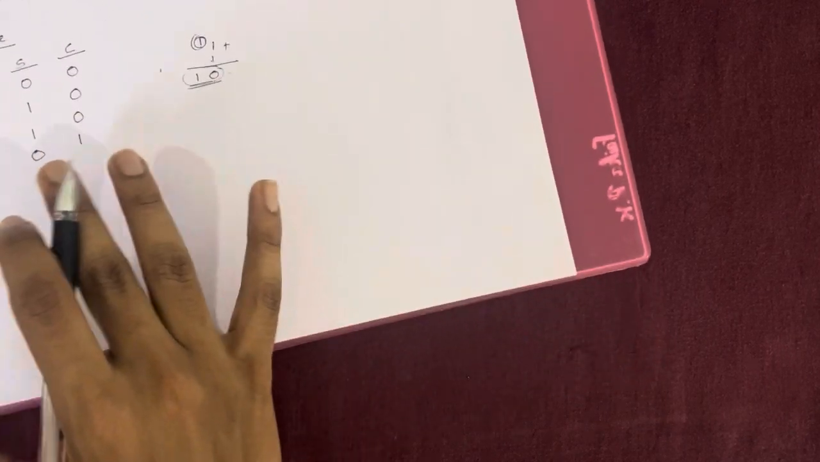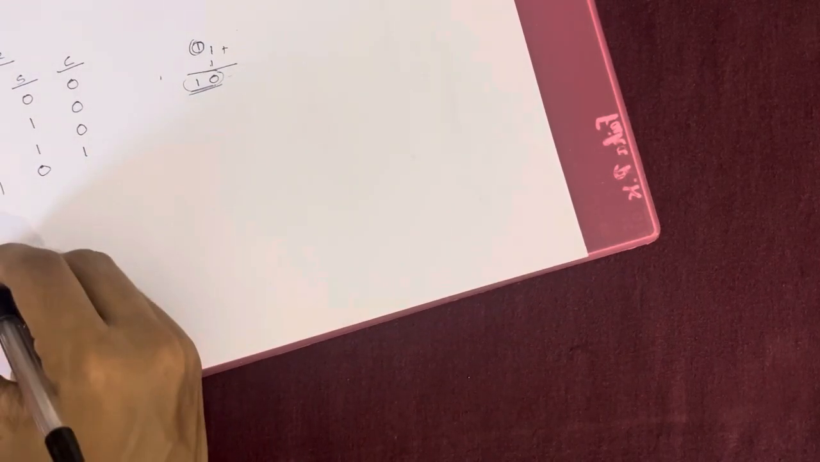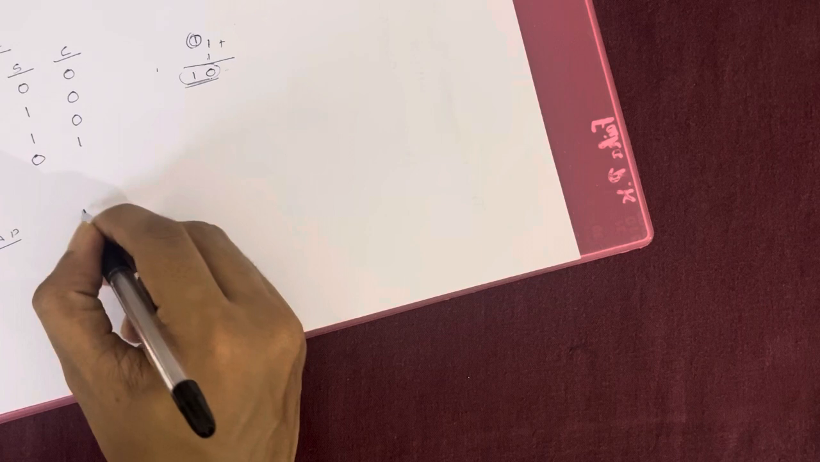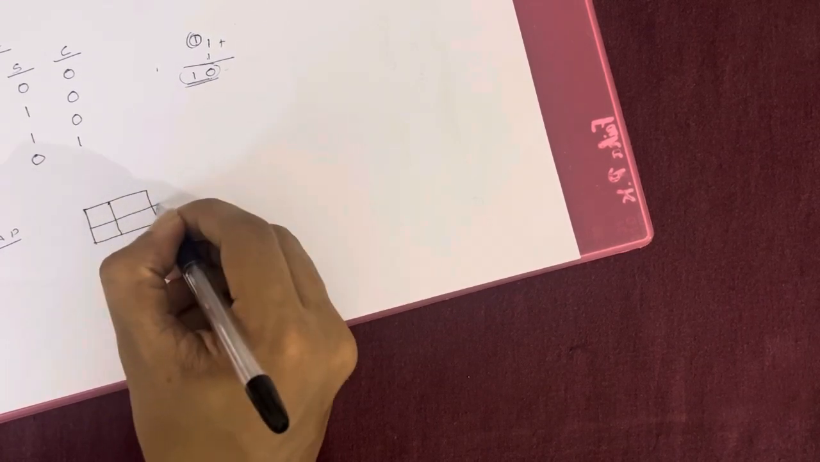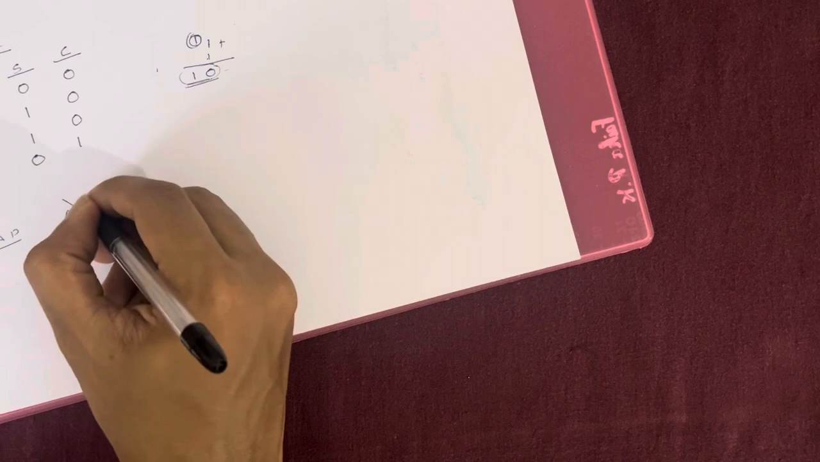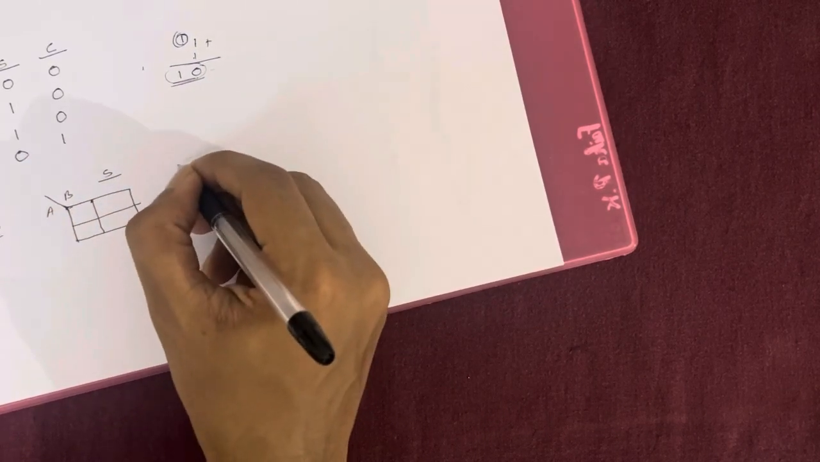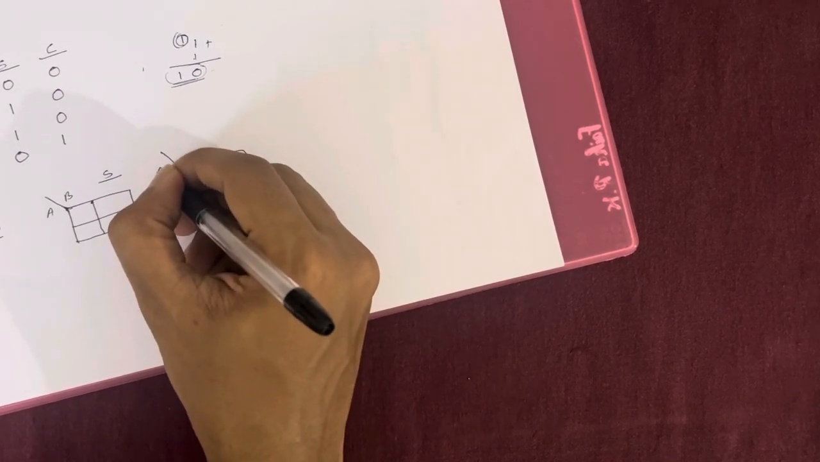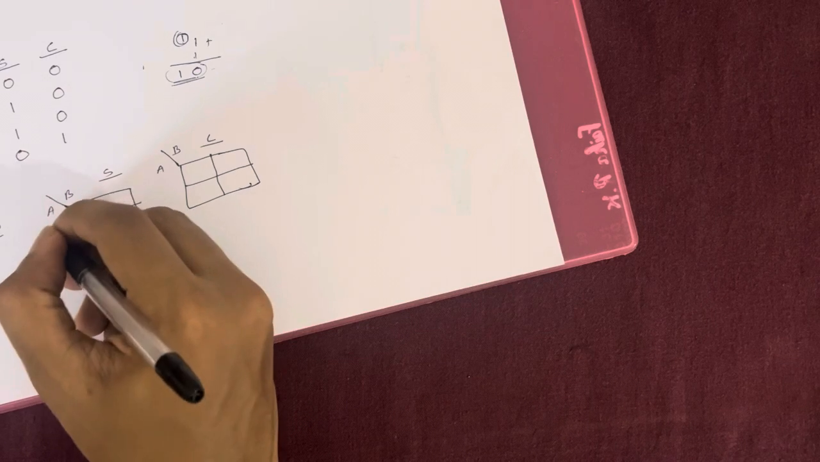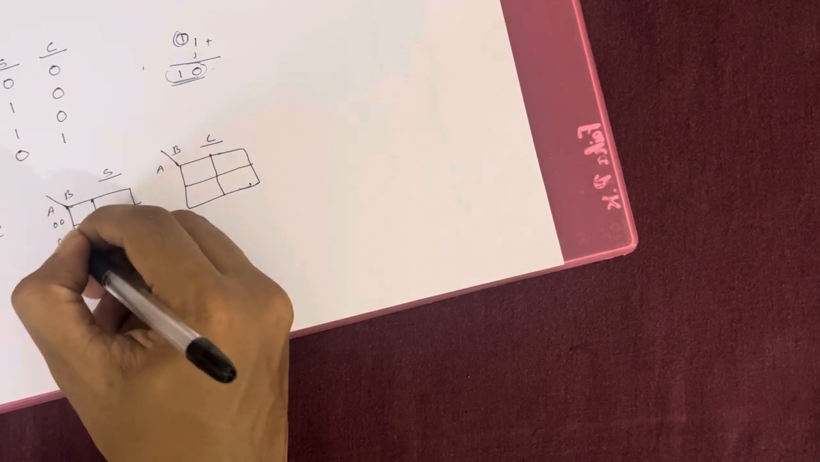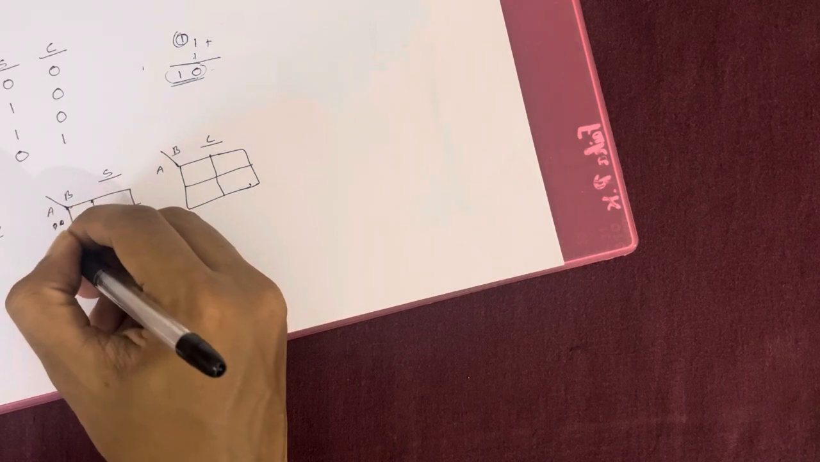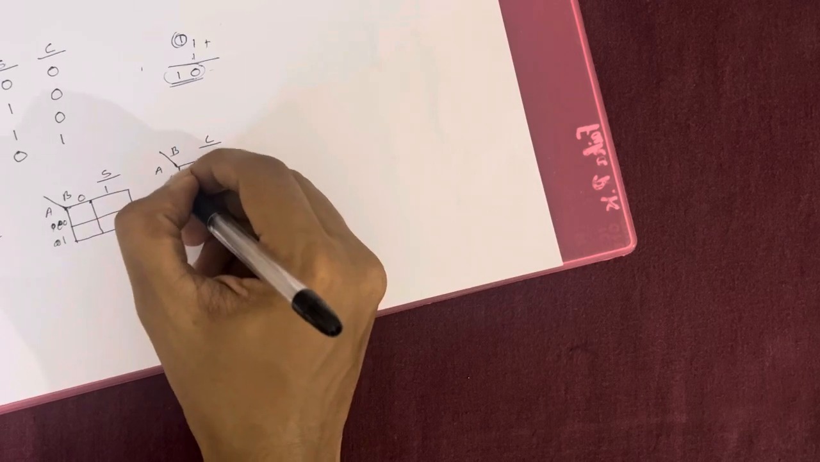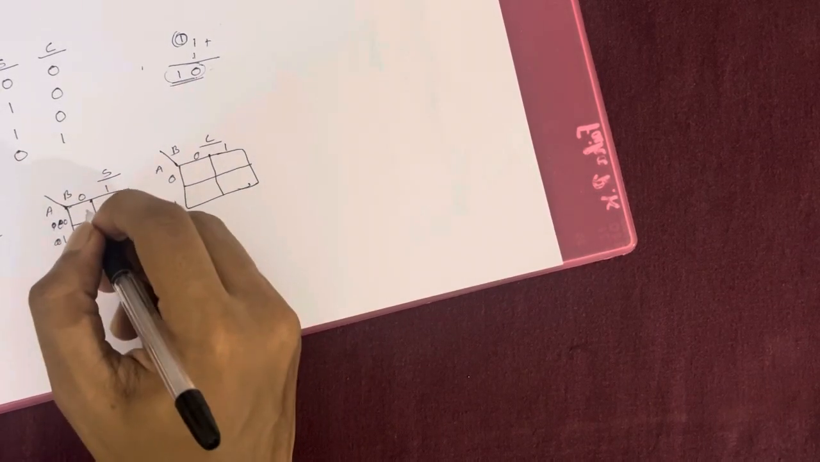Now we can construct the K-map from the truth table. As it is 2 inputs and 2 outputs, it is a 2 by 2 K-map with A and B. First we look for the sum and then later we look for the carry. Here comes the carry, the A, B, and this is the carry. 0 and 1 only, 2 bit, right?